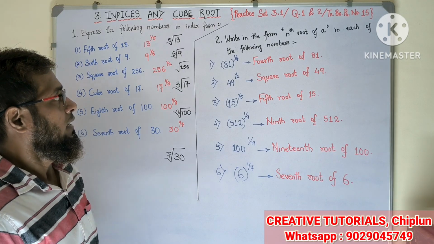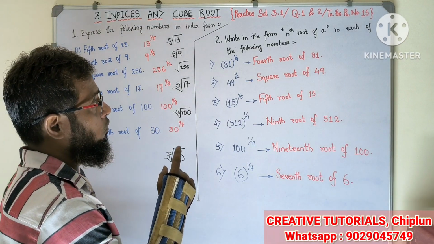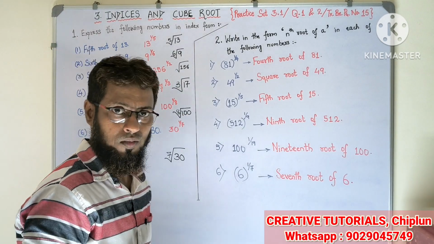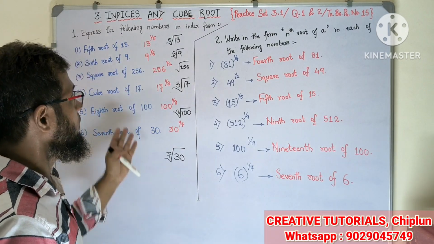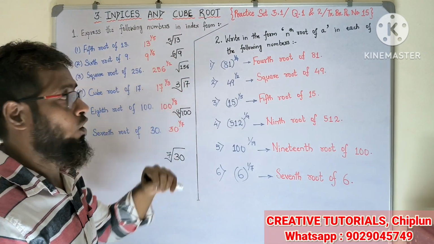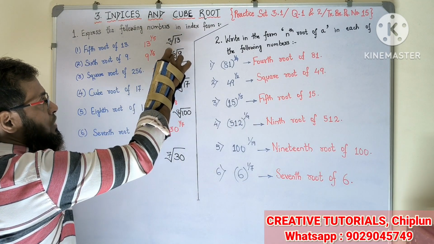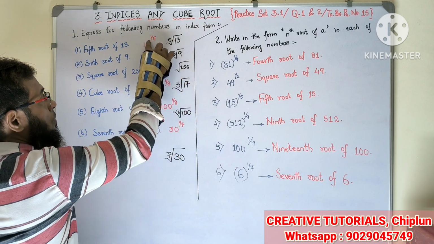Perfect. Let's come to question number 2. Here the question says: write in the form nth root of a each of the following numbers. In this question they were asking us to write the numbers in index form. You see, 1 upon 5 is the index, 1 upon 6 is the index, 1 upon 2 is the index over here, 1 upon 7 is the index over here. So these are all indices.